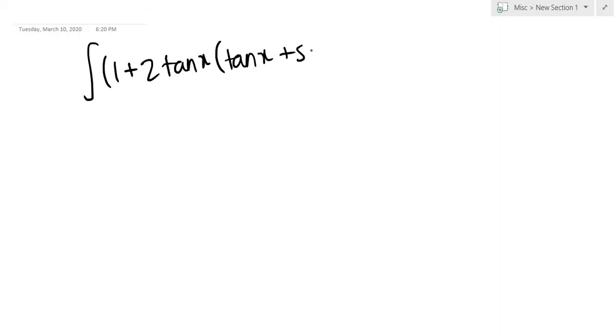So first off, we have the indefinite integral of 1 plus 2 tan x, then we have tan x plus secant of x in a bracket, and then the whole integrand is raised to the 1/2 power dx.